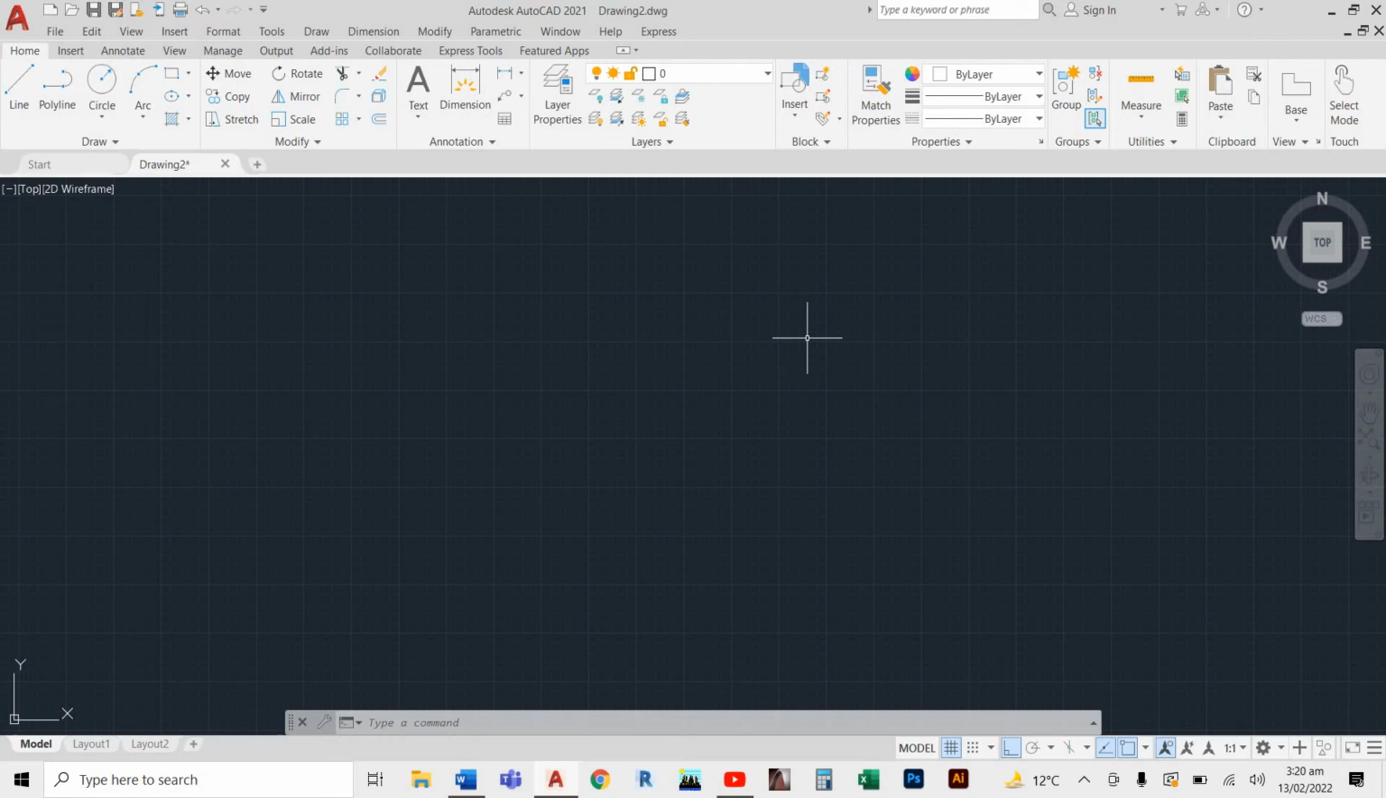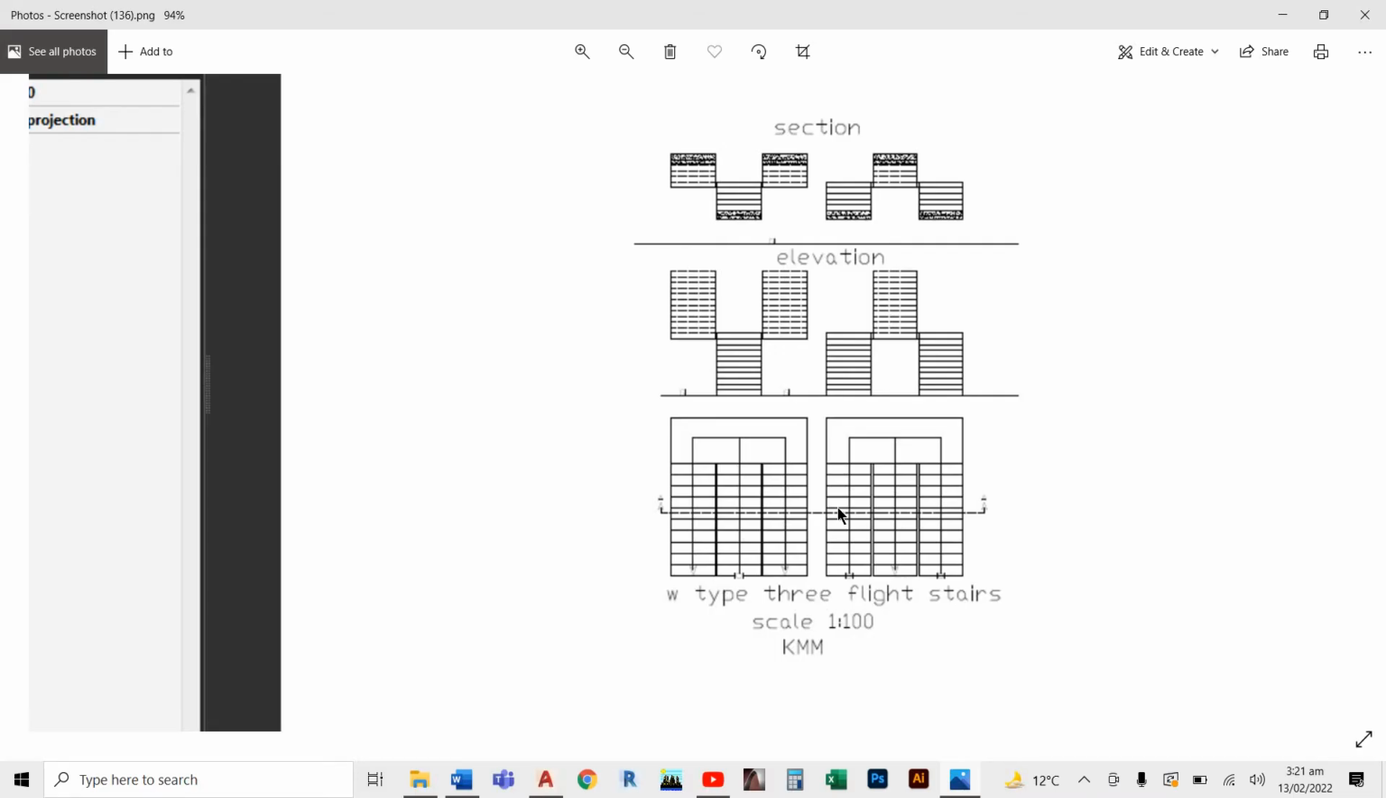So in this episode also, I want to draw a stair. As I told you, we have different types of stairs. For example, this type of stair is called W-type. Why is it called W-type? Because it has 3 flights. A flight is this part when you go up or when you come down. So we have 1 flight, 2 flight, and 3 flight.